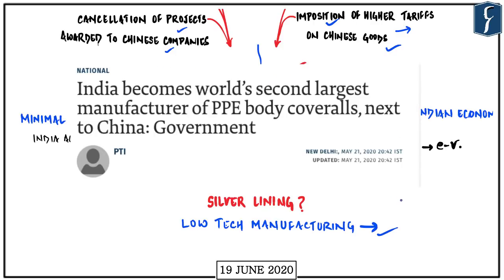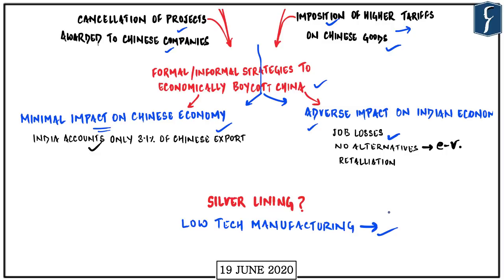And this is not a very difficult task, because you see, in the wake of COVID-19, India started ramping up the production of personal protection equipment. And within a span of 2 months, India became the world's second largest PPE manufacturer. So you can see that the strategy of self-reliance is not difficult. It just has to be quite smart and strategic.